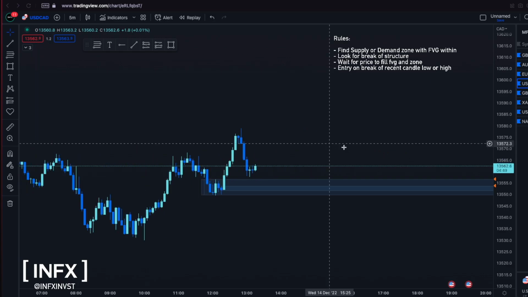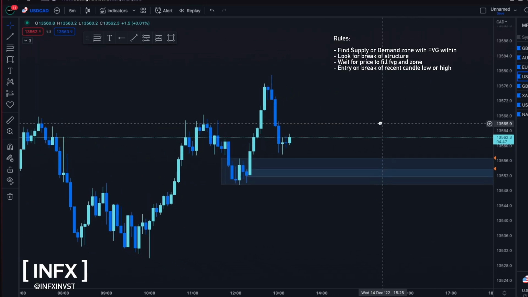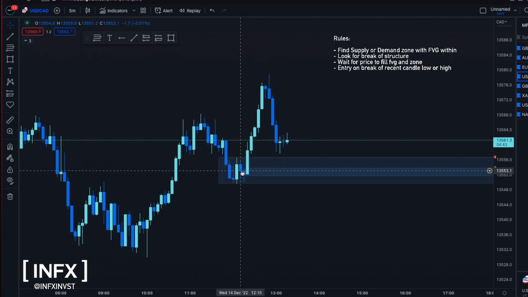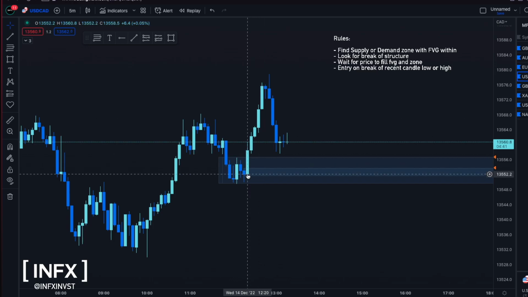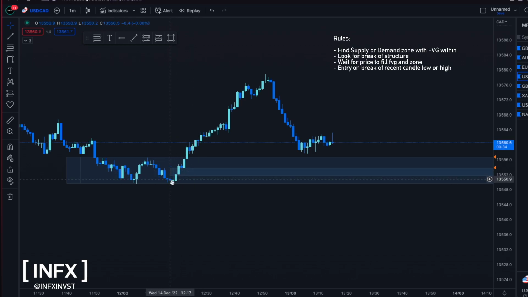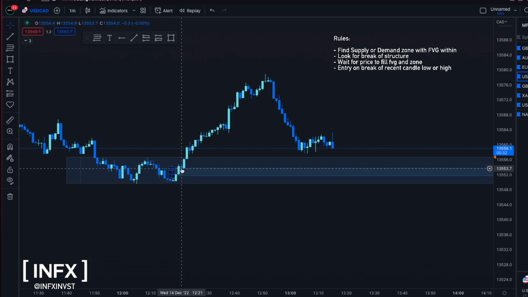Okay, so I'm currently watching USDCAD along with a couple of other pairs. This one I'm interested in because we have this demand zone here. Okay, this is a demand zone because price pushed up really quite strongly from the zone, so there's lots of buyers within. And if I go down to the lower time frame, I can see a fair value gap here. So the top of this little candle here and the low of this little blue candle here.